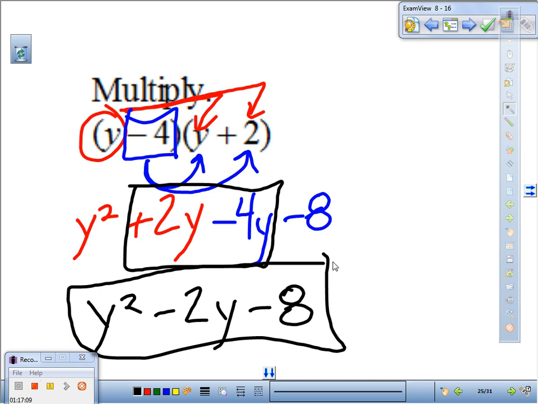Y'all ready for the last one? And last but not least. What's that? Oh, second to the last. Yay.